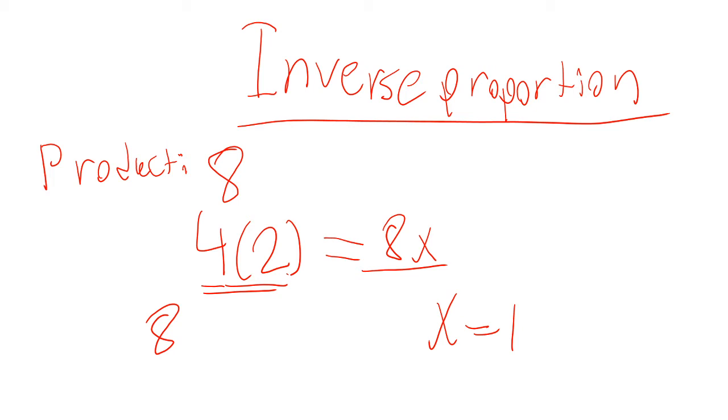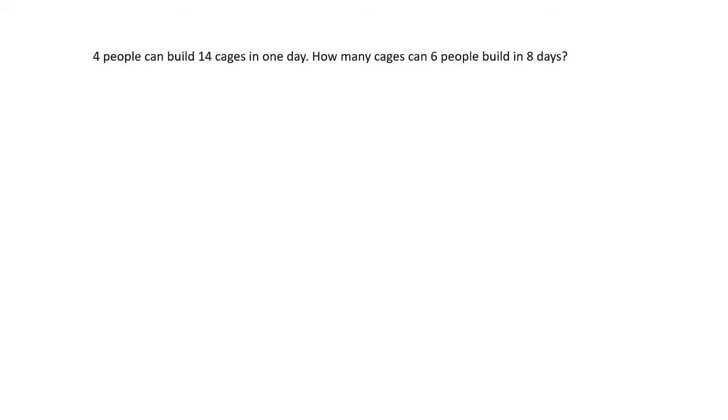Now let's do 2 problems and see if you can recognize direct proportion versus inverse proportion. 4 people can build 14 cages in 1 day. How many cages can 6 people build in 8 days? Now, I want you to think about the problem for a minute. Think, is it direct proportion or inverse proportion?